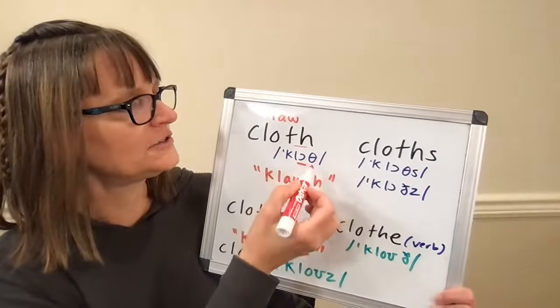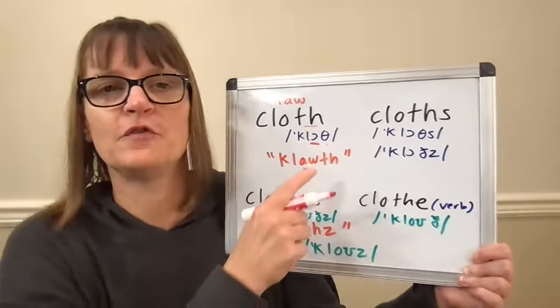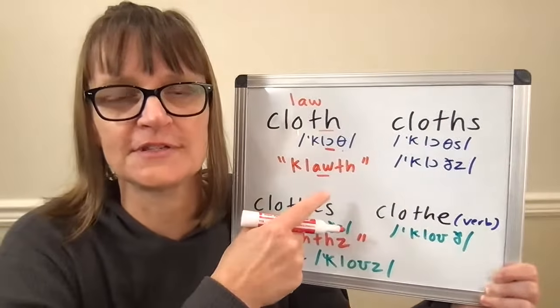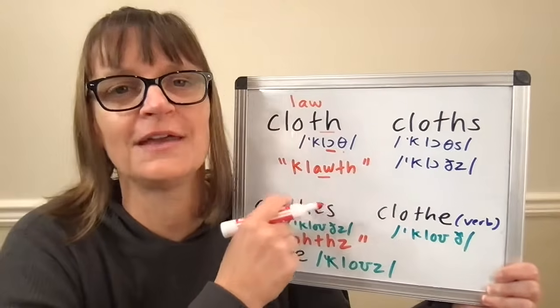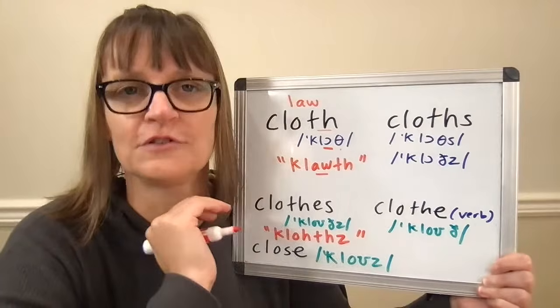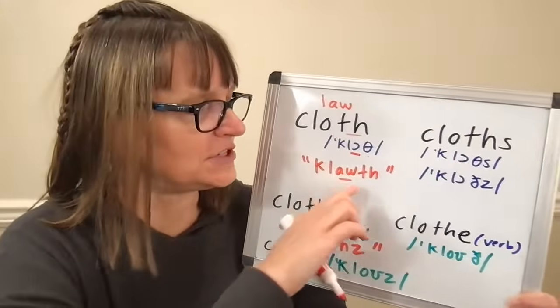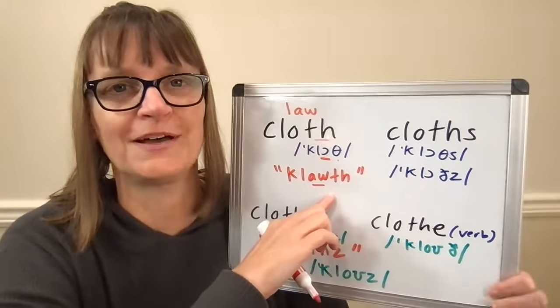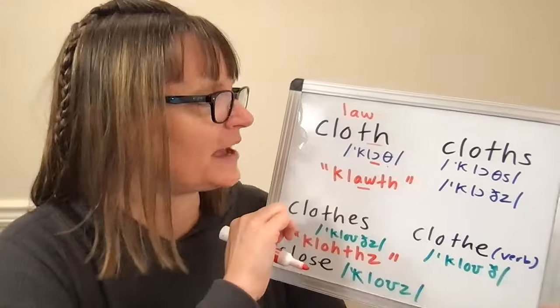And then also in cloth, we have the voiceless TH sound. So this is the same sound in words like both and teeth. I don't have my voice on. There's no voicing to it. So just, I have some cloth. That's how we do that word.